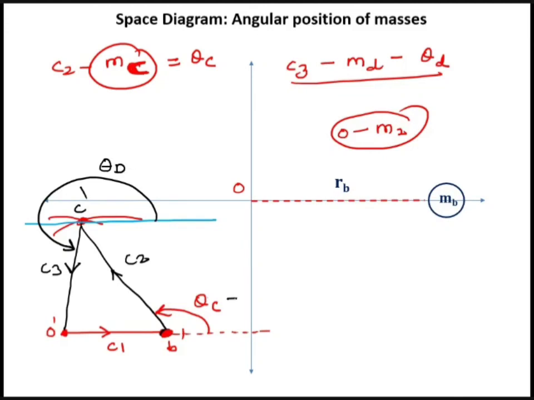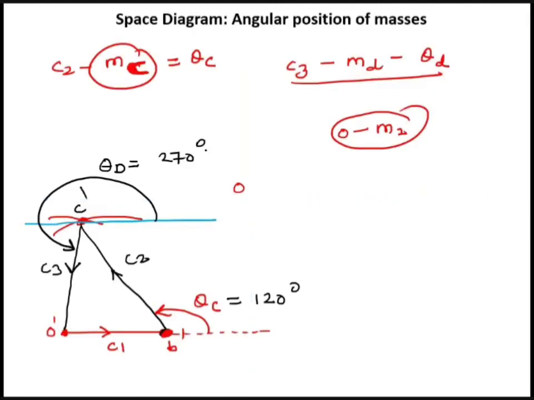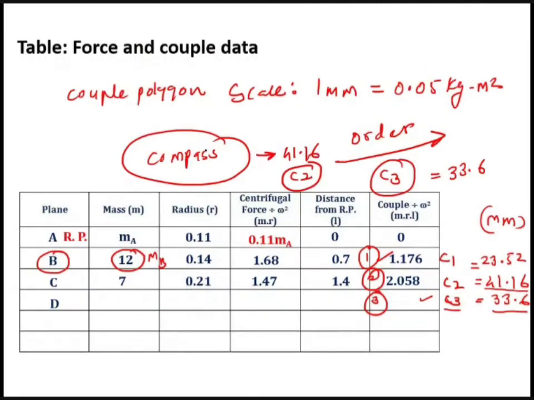So after measuring, I am getting θC equal to 120 degrees and θD equal to 270 degrees. See, so in this way, the same procedure you have to follow for experiment number 9. Okay, the same procedure you have to follow for experiment number 9. So I hope you have understood this. Okay, so now once you draw this, what will happen? So go back to this.